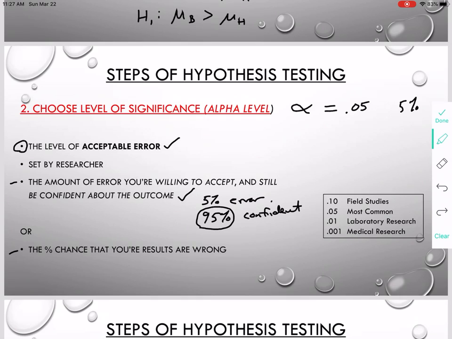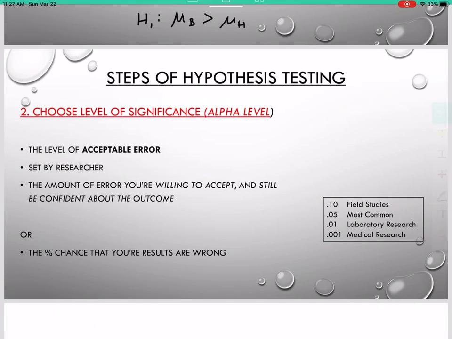And in many field studies, you accept a higher amount of error. When you're doing laboratory research, when you have more control, you can accept a lower amount of error. If you're doing medical research, say you're trying to see the effectiveness of a drug, you better have 0.1% error. But when you're doing research in a laboratory, you can control for more things versus if I'm out in the field, I can't control for as many things.